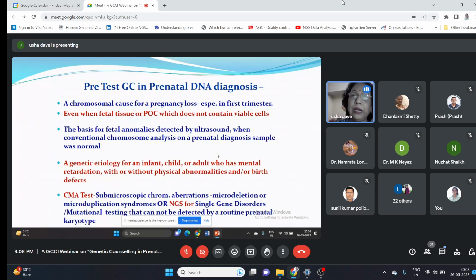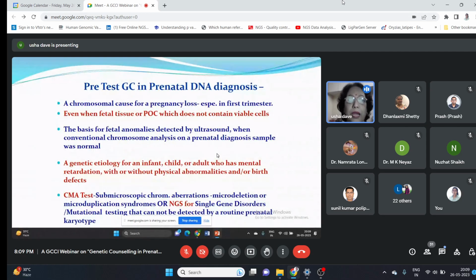Then another thing is, when do you need genetic counseling? When an abnormality or fetal anomaly is detected on ultrasound and the conventional karyotype has come normal, and you are going further. Also when there is a genetic etiology, where a child, infant or adult has disability, mental retardation, physical abnormalities, or congenital anomalies or birth defects which they want to prevent. Such an index case or family will come for pre-test counseling.